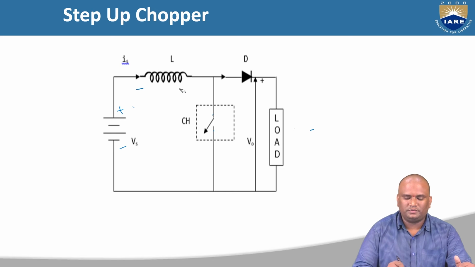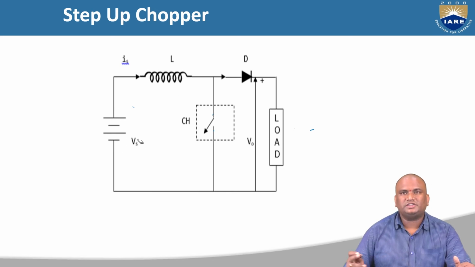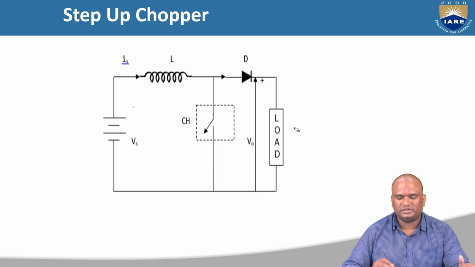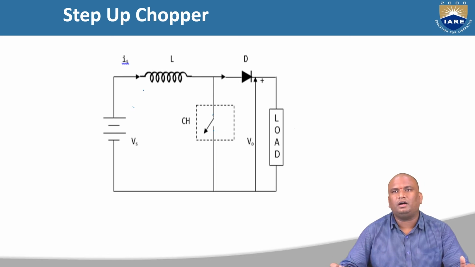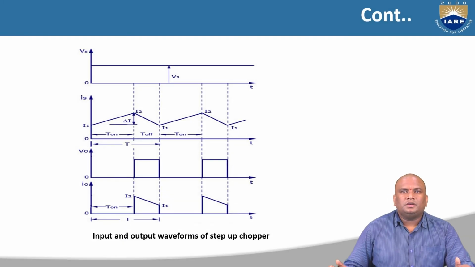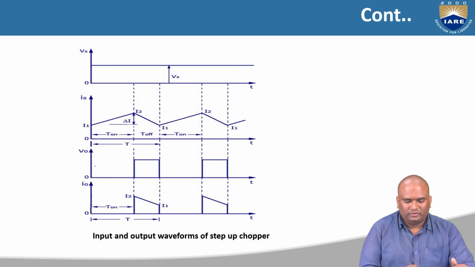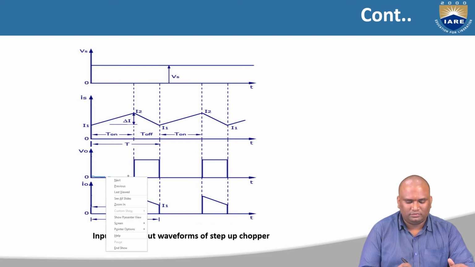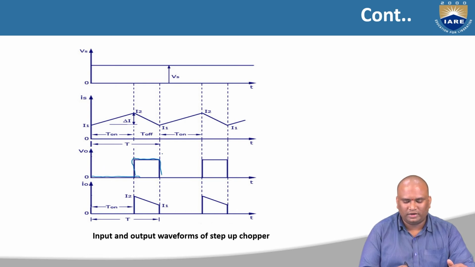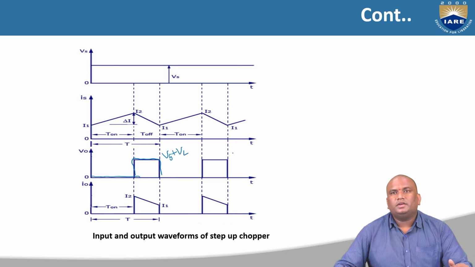This is the output voltage of the chopper in the off condition. I will show you the waveforms now. Once the chopper is on, we got output voltage as 0. Once the chopper is off, we got output voltage as Vs plus VL. This is the way we are getting the output voltage.